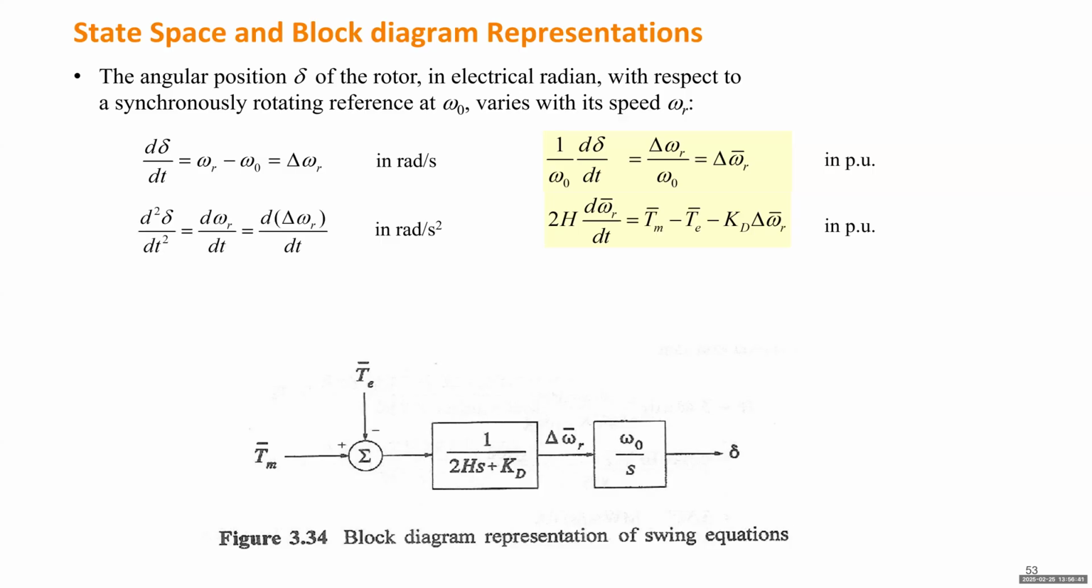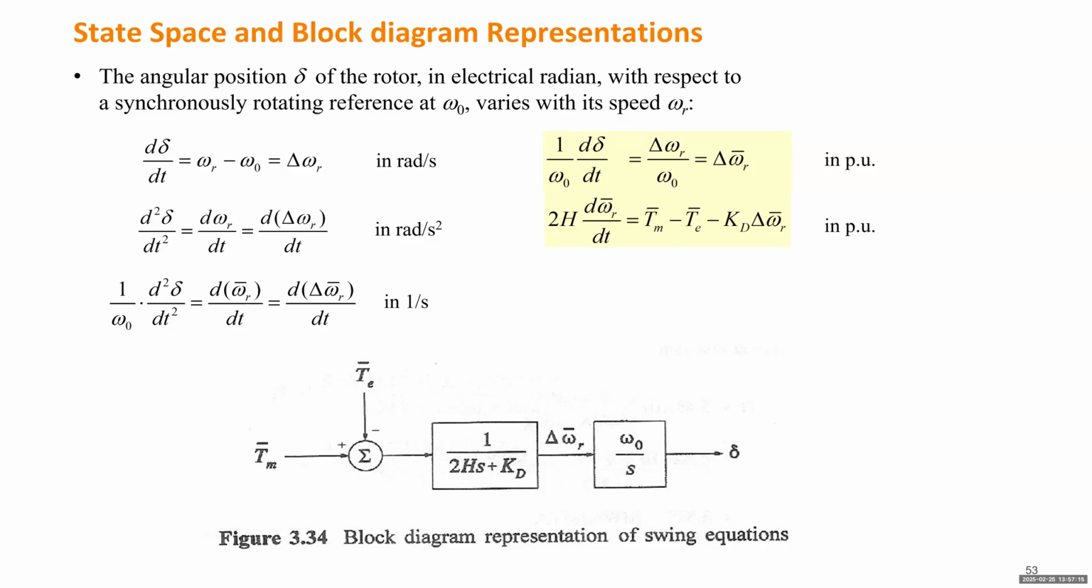Okay. The next one is if I calculate the derivative of the first equation, I can get the second order derivative of delta. So that will be the first order derivative of speed deviation or speed. Then I can make both sides per unit by dividing both sides by omega 0. I can get the third equation. So why do I want to get the third equation? Because I want to replace omega by only using delta.